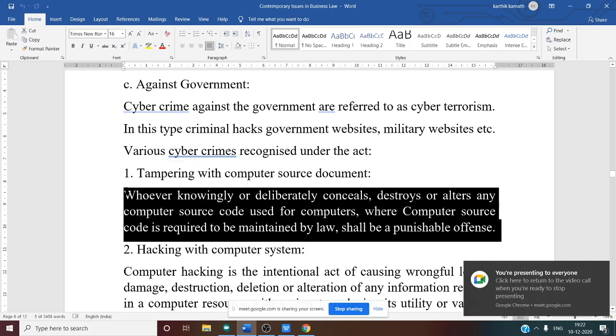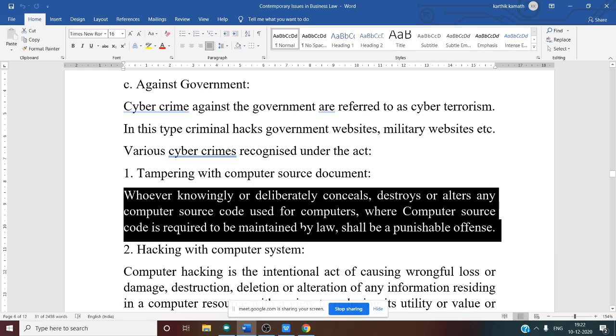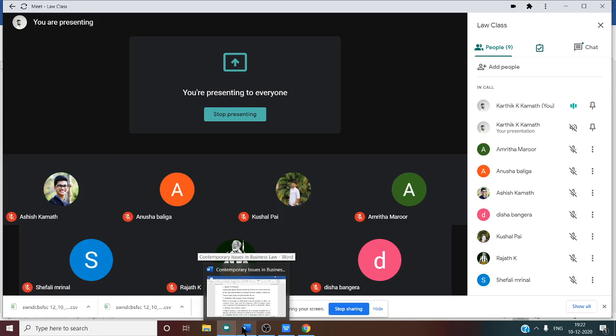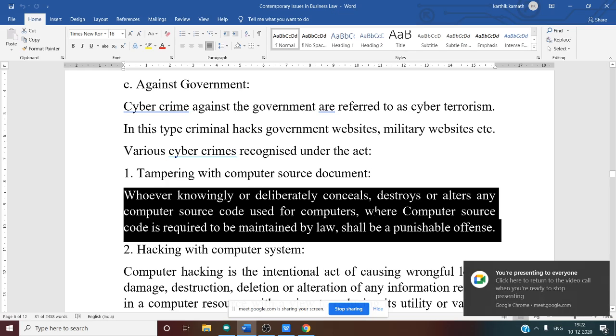Whoever knowingly or deliberately conceals, destroys, or alters any computer source code used for computers, where the computer source code is required to be maintained by law, shall be guilty of a punishable offense. Computer source code may be in various programming languages, C is there, then Java, various things are there. So if you alter any source code, that also comes under cyber crime.